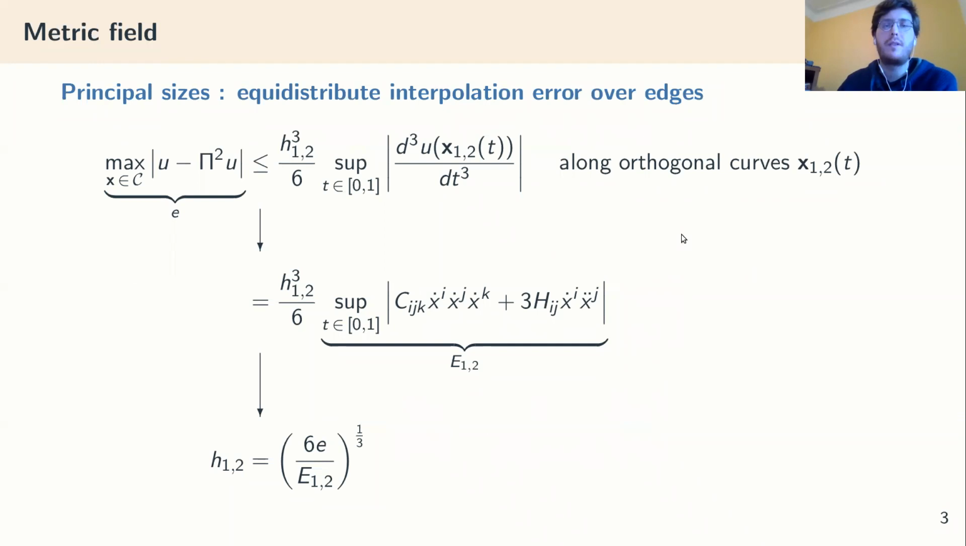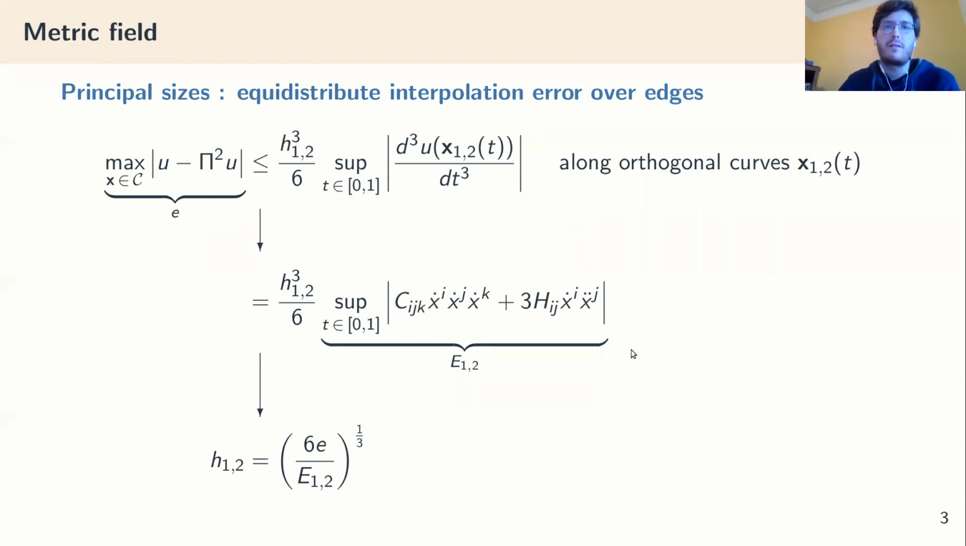To determine the sizes, we're going to use an a posteriori error estimate. So this is an a priori error estimate in which we're going to plug our a posteriori error estimate based on the derivatives. So we'd like to redistribute the interpolation error over the edges of the mesh. So we have the following Taylor remainder terms when we estimate the error between the real function and its P2 Lagrange interpolate. It is a function of the third power of the edge length that we're looking for, and it involves the third order derivatives and the Hessian matrix of the function.